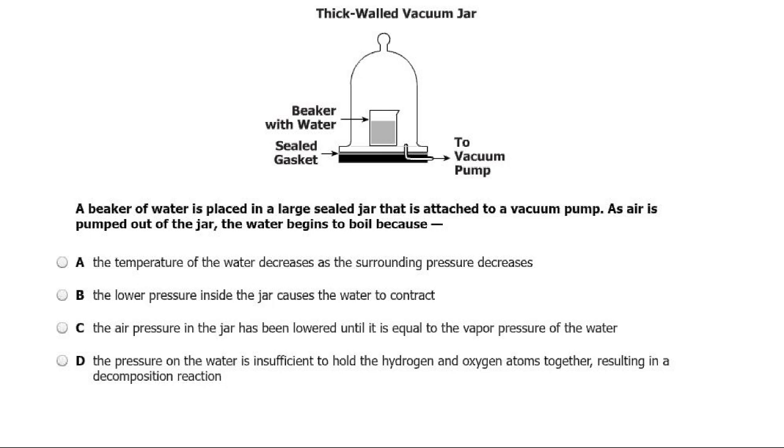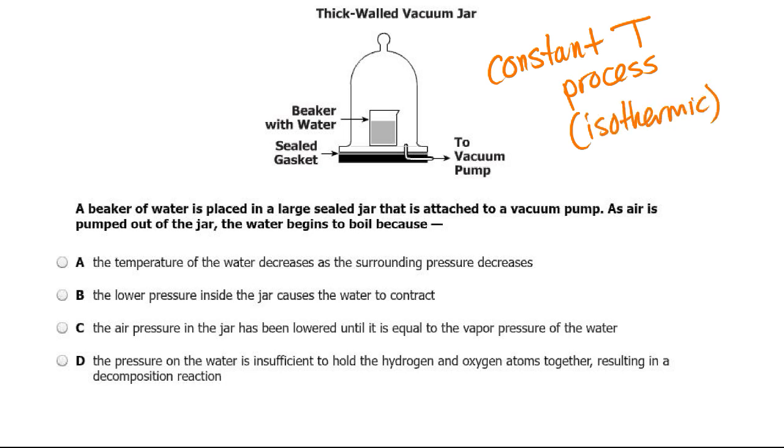Thick-walled vacuum jar. So this is an example of a demonstration that I did. A lot of chemistry teachers do this. A beaker of water is placed in a large sealed jar that is attached to a vacuum pump. As air is pumped out of the jar, the water begins to boil. The water is not boiling because the temperature increased. We're going to say this is going to be a constant temperature process, which is termed isothermic.